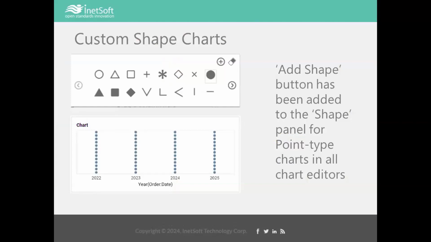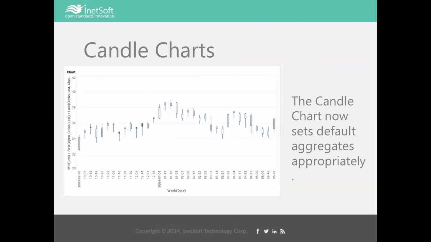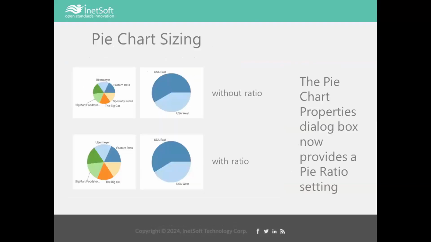We have some chart updates. For shape charts, the end users can now upload custom shapes for their own shape charts instead of relying on an administrator. For candle charts, we have a change to the default settings that are more in line with common usage. For pie charts, we now have an option for more precise control over pie chart sizing, which is great for dashboards with multiple pie charts.